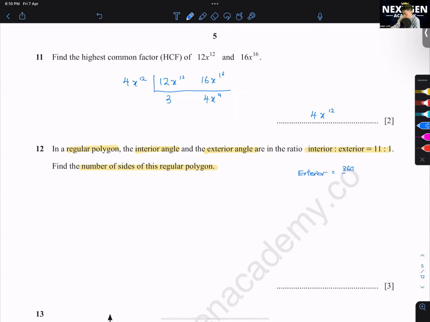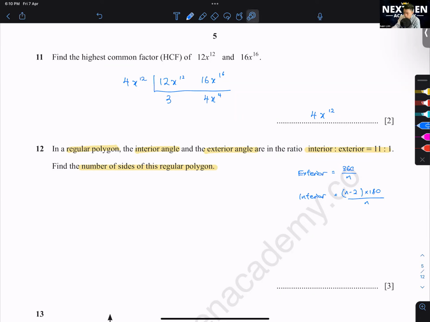First, exterior will be 360 over n. Interior is (n minus 2) times 180 over n. None of these formulas will be given to you. They are expecting you all to memorize all of this.